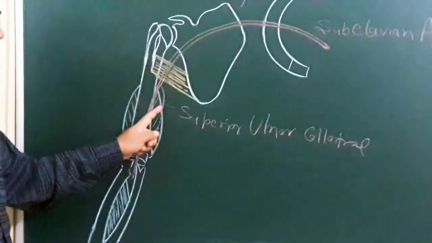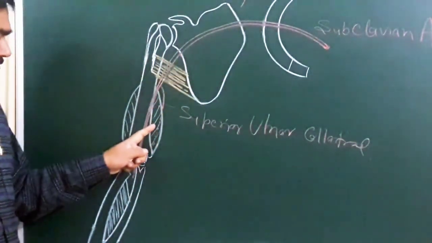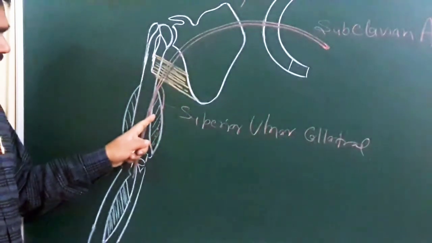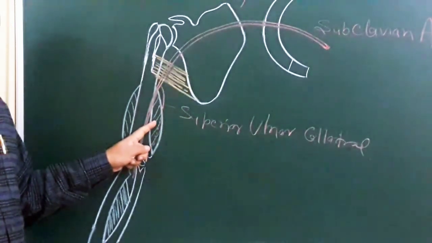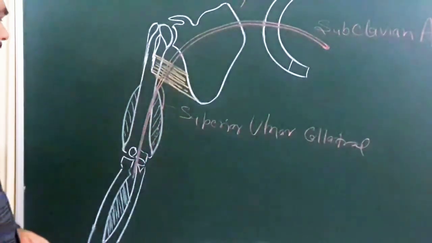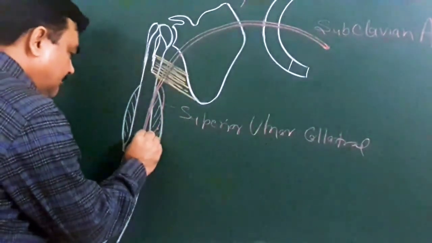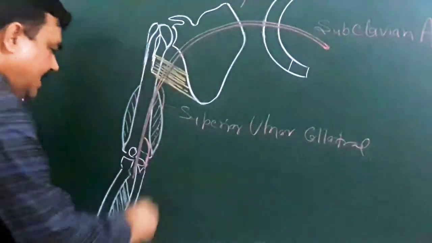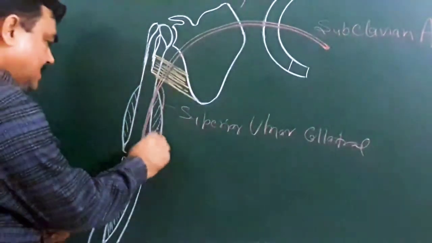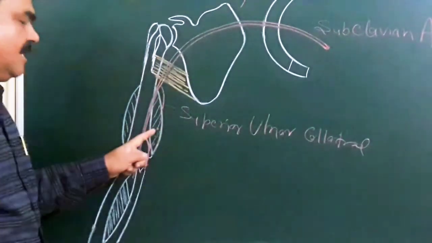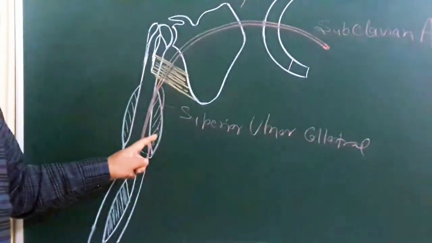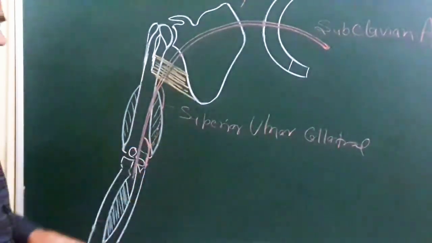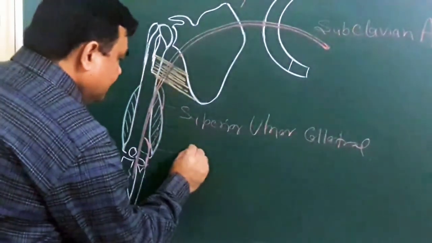This is the superior ulnar collateral artery, which descends downward behind the medial intramuscular septum. And the branch here is the inferior ulnar collateral artery. It passes anterior to this intramuscular septum. This is also known as the supratrochlear artery.